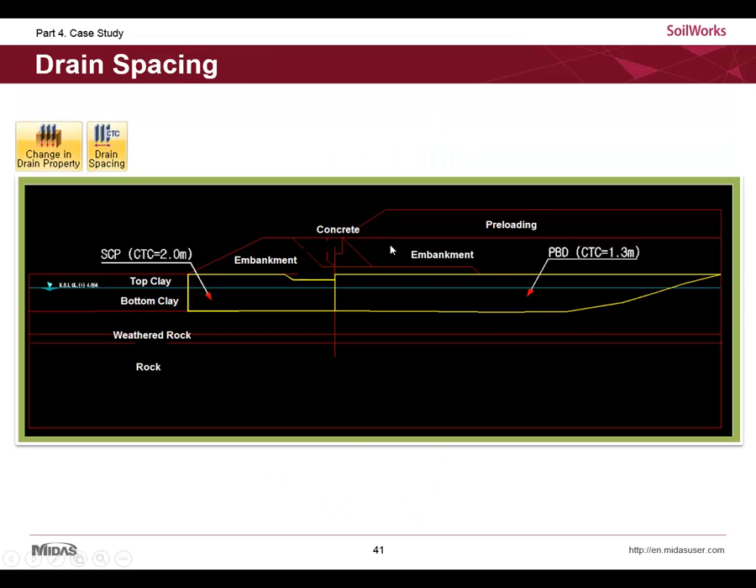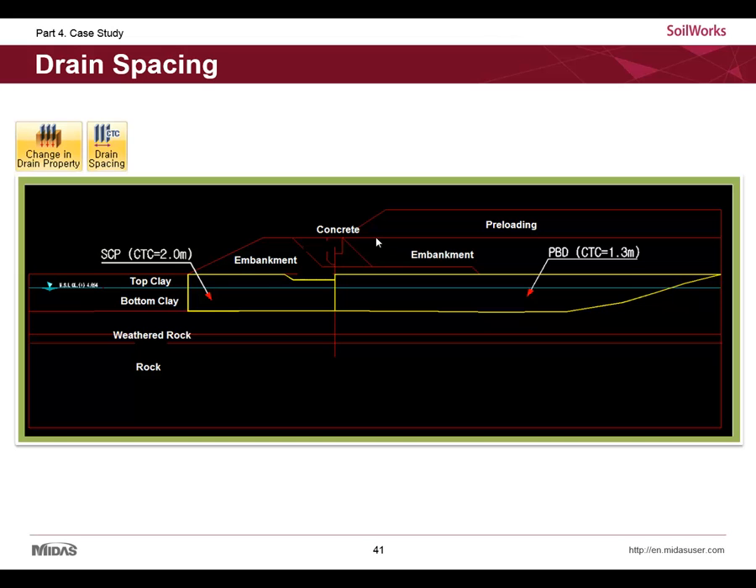Next, this is to get the maximum drainage spacing. This improvement method is to accelerate consolidation. Even though you get the minimum preloading height as in the previous slide, the duration to achieve this residual settlement is much more than the target construction period. This is why we need to accelerate consolidation with drainage like PVD or SCP.